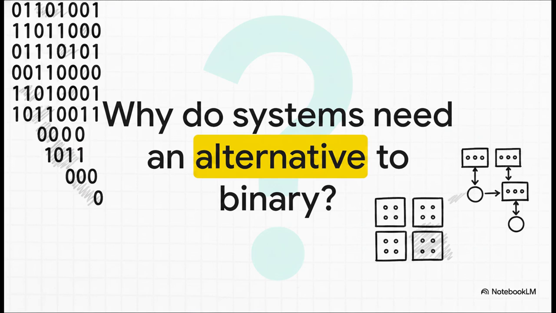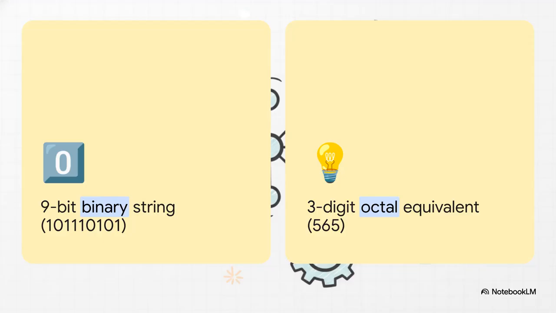Now, you might be wondering, we all know that digital circuits and computers really only understand one language, right? Binary. They run entirely on ones and zeros. So, it brings up a really great question. Why in the world would digital systems ever need an alternative to binary code? I mean, if binary is the native language of the machine, why do we need to learn a totally different number system? Well, the core problem here is human error, especially when we're handling massive amounts of data.